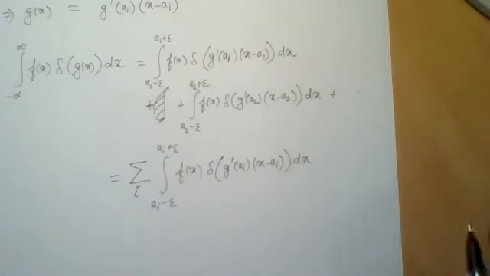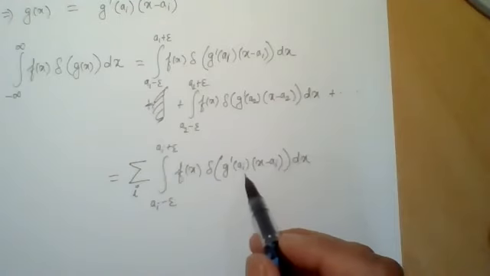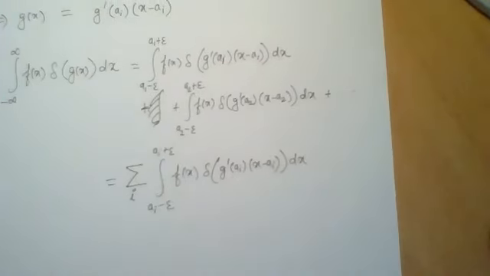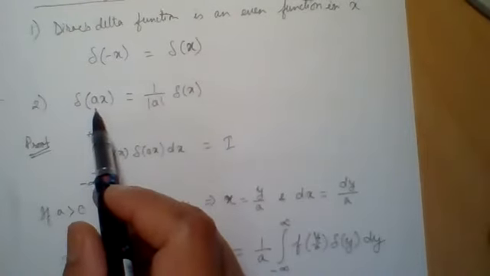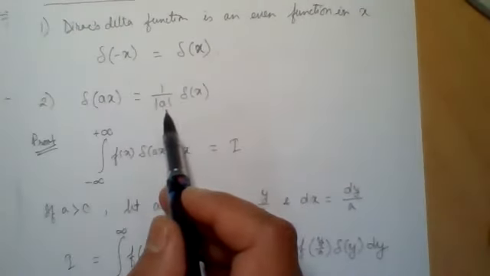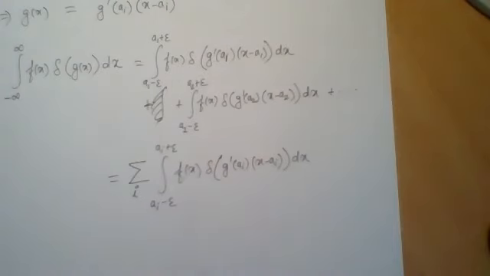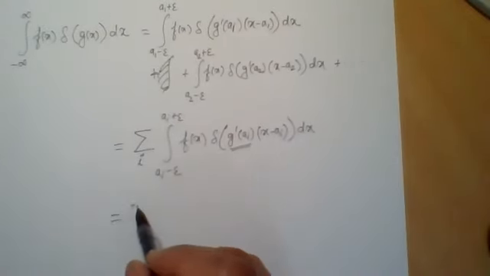Now we should remember that the derivative of the function g(x) calculated at the point a_i is a constant. So this constant, what we learned from property number 2, we learned that if x is multiplied by a constant, then that constant can be taken outside with a modulus sign. We use this property first. So let us take it outside with a modulus sign.